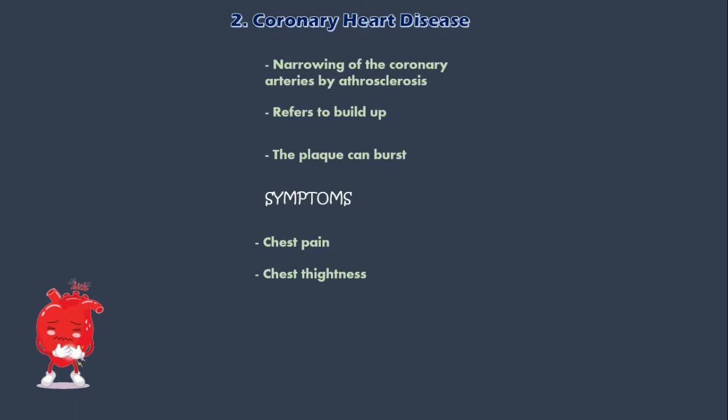The second heart problem is coronary heart disease. It is a narrowing of the coronary arteries by atherosclerosis. It refers to a buildup of fats, cholesterol, and other substances in and on your artery walls, called plaque, which can resist blood flow. The plaque can burst and form a blood clot. The symptoms are chest pain and chest tightness.